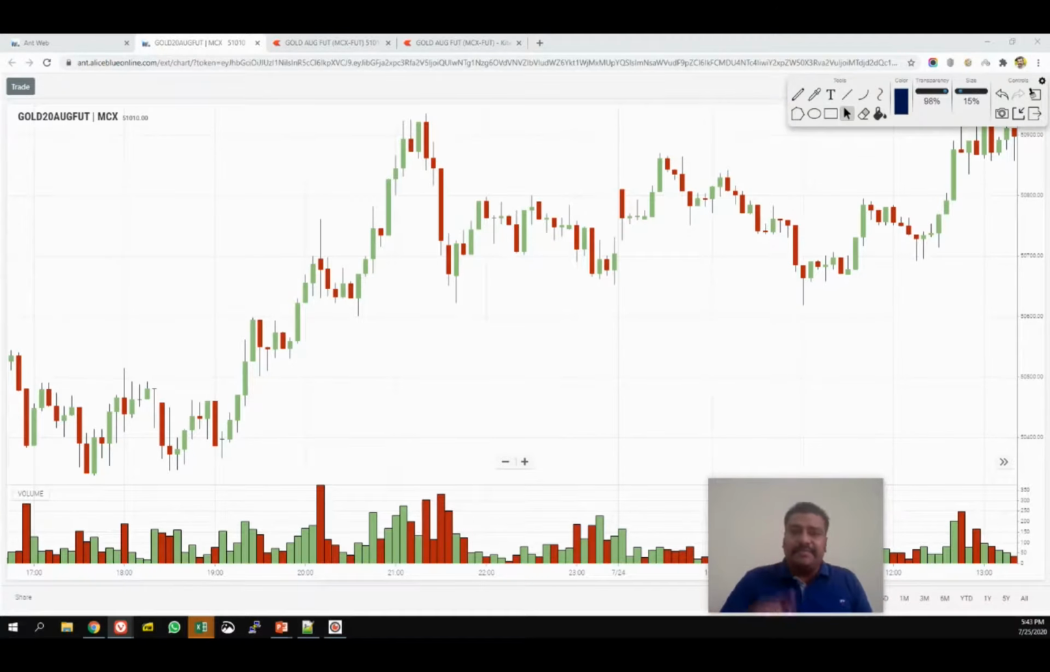Very rarely we get this scenario. Most of the times it moves towards the target, but it doesn't reach the target, and then it reverses. What happens is, for example, you enter here and you're supposed to go here for the target. It just goes halfway and then reverses and goes down, hits the stop loss, and then again it goes up and crosses the target. It has happened many times. So that's the reason we say always keep your stop loss and adjust it towards the targets.